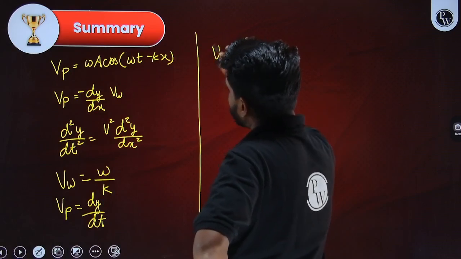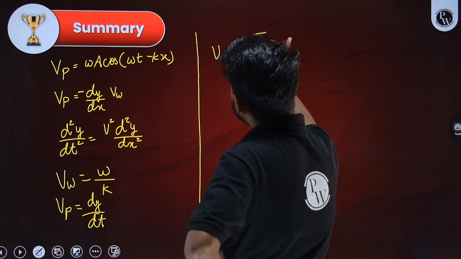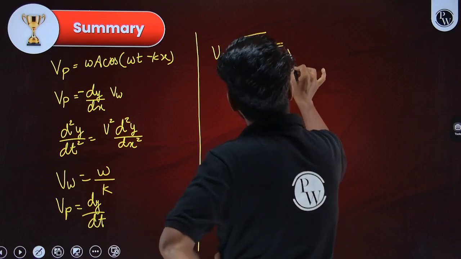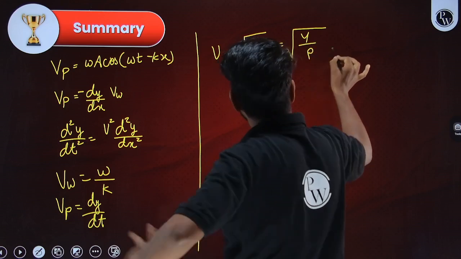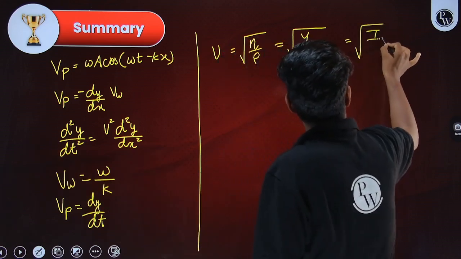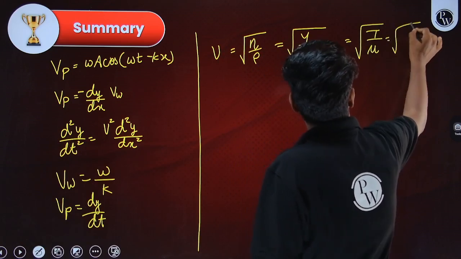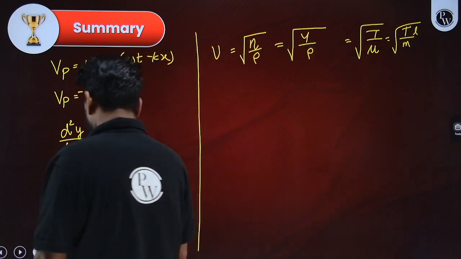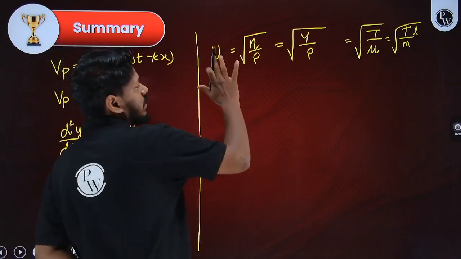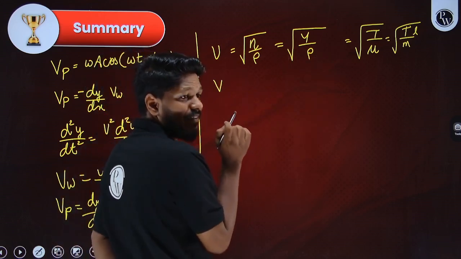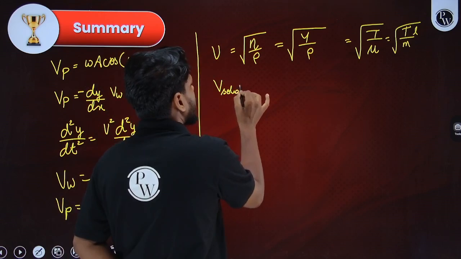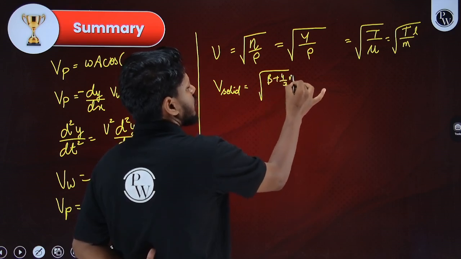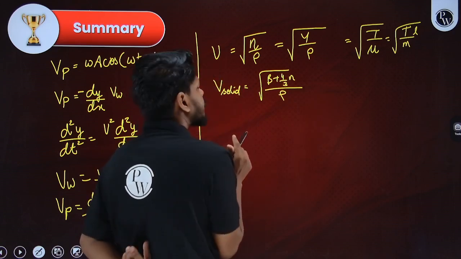Then we saw velocity of transverse wave. Velocity of transverse wave can be given as eta divided by rho if they are giving rigidity modulus. If it is a rod, then Young's modulus divided by rho. If it is a string, then we can give that as tension divided by mu, or tension divided by m into L. Then velocity of longitudinal wave in solid. It was B plus 4 by 3 times eta, divided by rho. Just remember all the formulas.